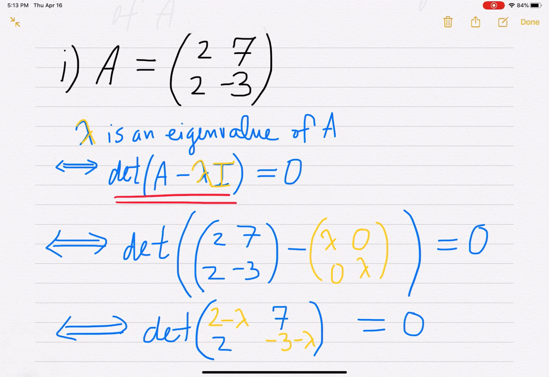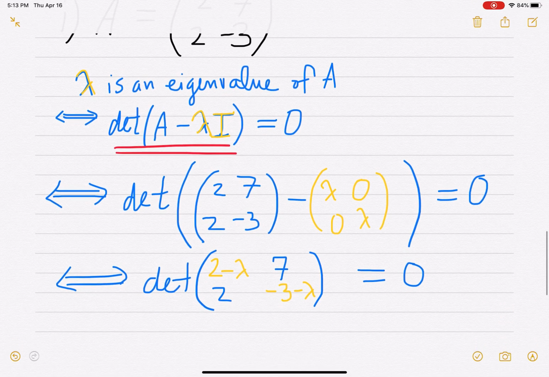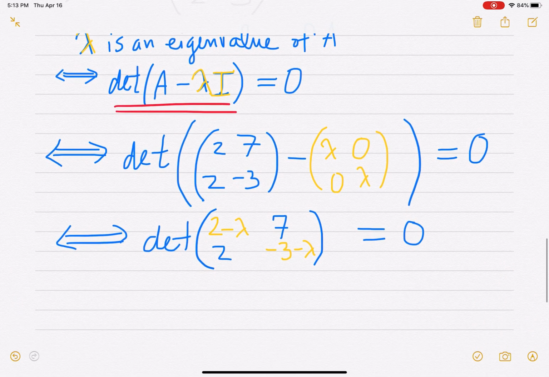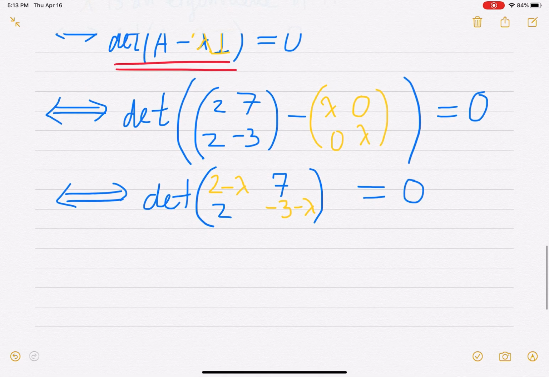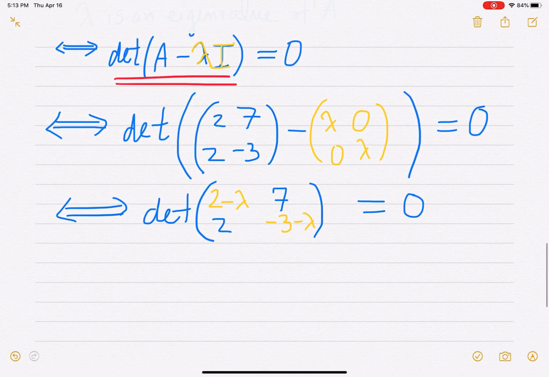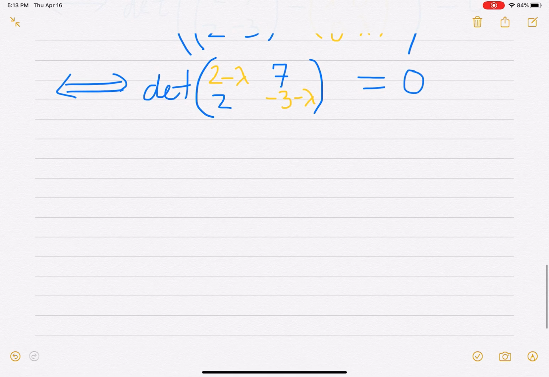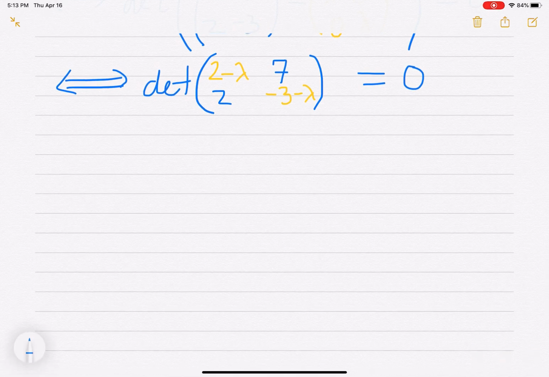So in the future, we're going to kind of skip past that second step. We'll just go from the first step to this third step here, you could say. So you just have to remember to subtract lambdas from the diagonals of A, basically. All right, so now we're ready to compute the determinant. Remember how to compute the determinant of a 2 by 2 matrix?